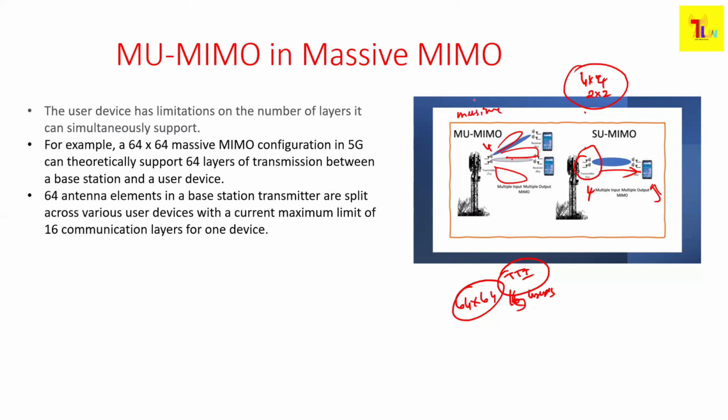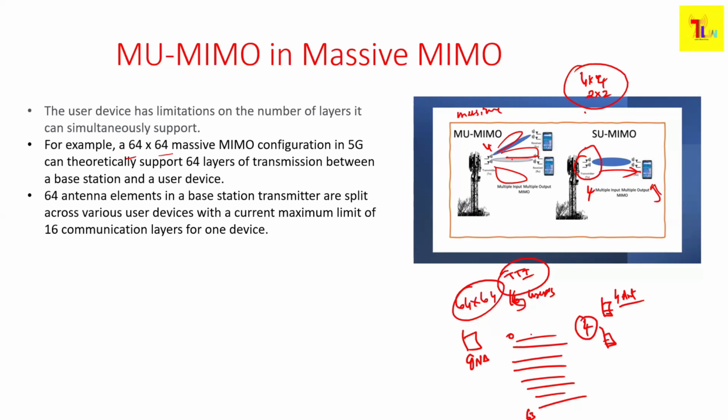How this is done: for example, each UE will be capable of only 4 antenna elements, correct? 4 antennas is the maximum supported as of now. The UE supports 4 antennas, whereas the base station has a 64 by 64 massive MIMO configuration. Let's assume that. Ideally it can support 64 layers of streams to send to the UEs, layers 0 to 63, ideally speaking. But on the UE side, you are supporting only 4 antenna elements.